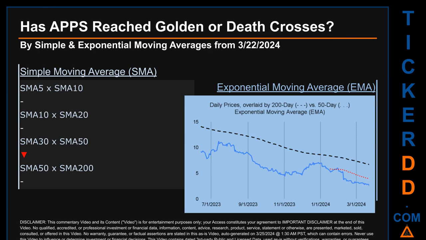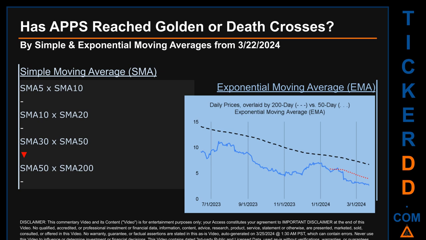Has a PPS price reached golden or death crosses? Golden cross and death cross are basic signals that compare average prices across two specified trade day ranges, a short-term versus a long-term range. For example, 5-day versus 10 trade days. Essentially, a golden cross is a bullish signal. It appears when a ticker's short-term moving average crosses above its long-term average. Vice versa, a death cross is a bearish signal when the short-term crosses below its long-term moving average.